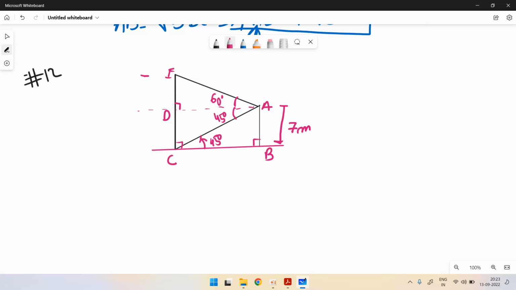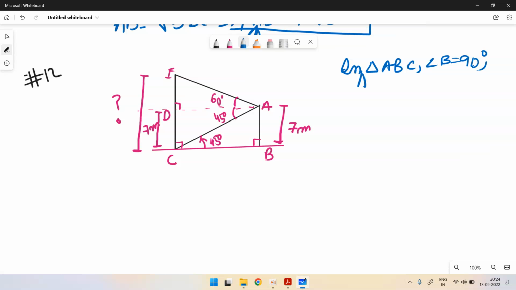And what we need to find is this complete height. But this DC, since I have done this parallel, this DC will also be 7 meters. Now, how to solve this? So, in triangle ABC, angle B is 90 degree and AB is 7 meters.